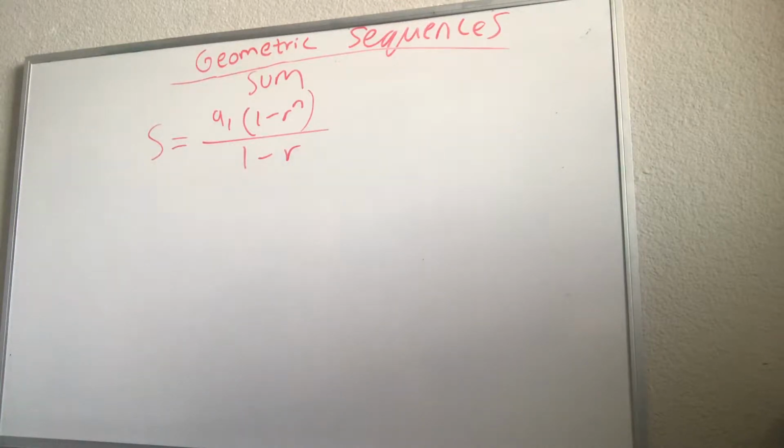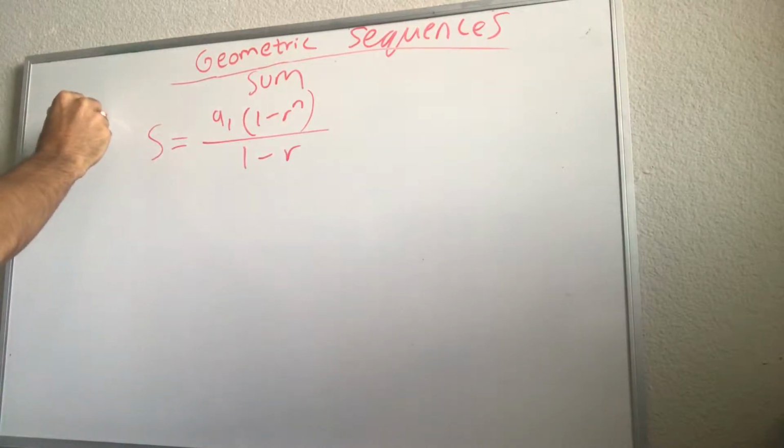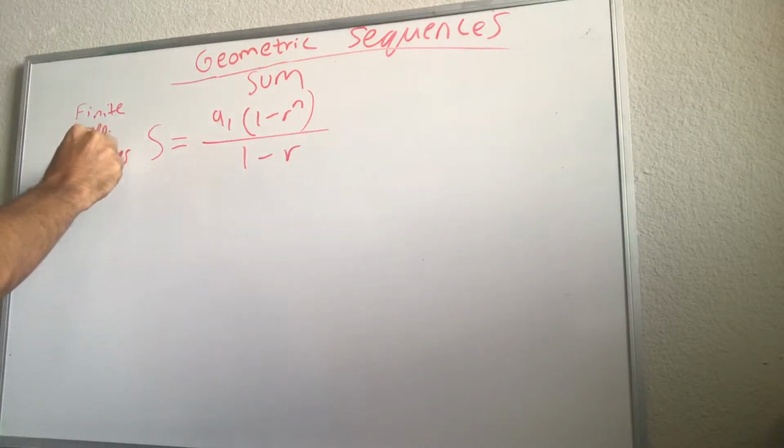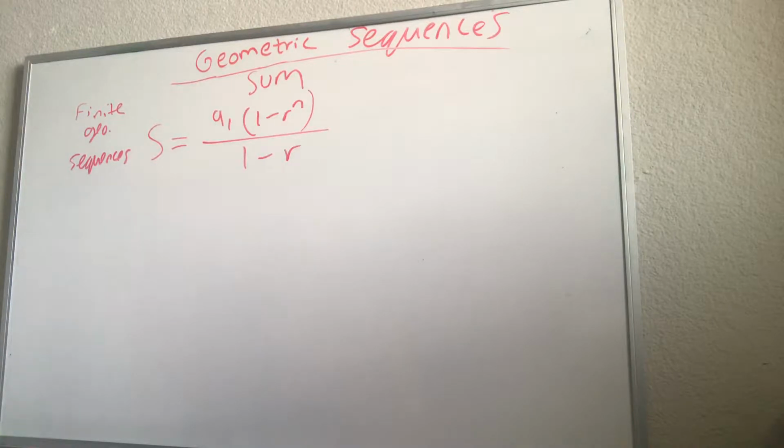We have this formula here, but what's important to understand is that it is only applicable for geometric sequences that are finite. When I'm saying they're finite, that obviously means that they're not infinite. They have a definite stop. They have a defined stop.